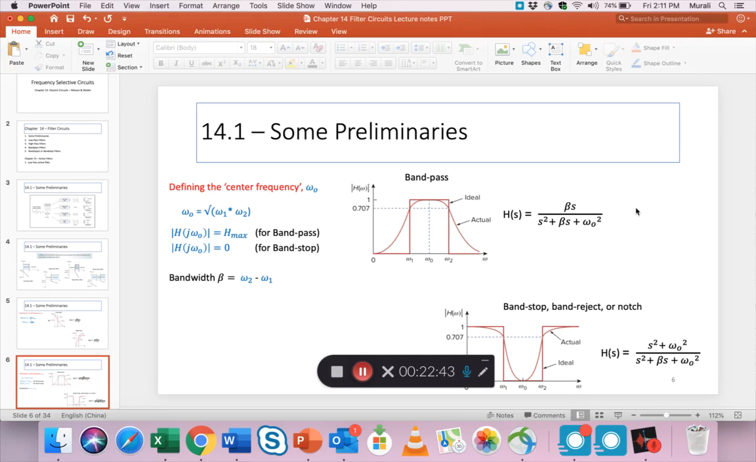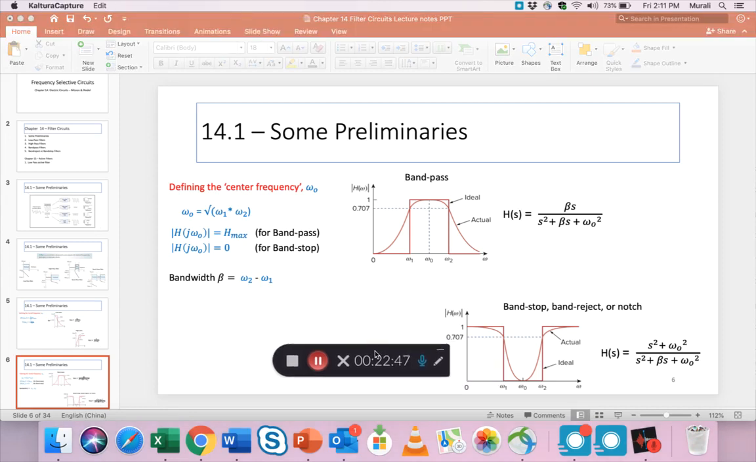Same thing for the band stop also. In a band stop, you want to reject or stop frequencies below omega 1 and above omega 2, and allow, actually that's the opposite. You want to allow everything below omega 1 and allow everything above omega 2, but stop everything between omega 1 and omega 2, right? That's the idea behind a band stop filter. So you can see the difference between the actual and the ideal.